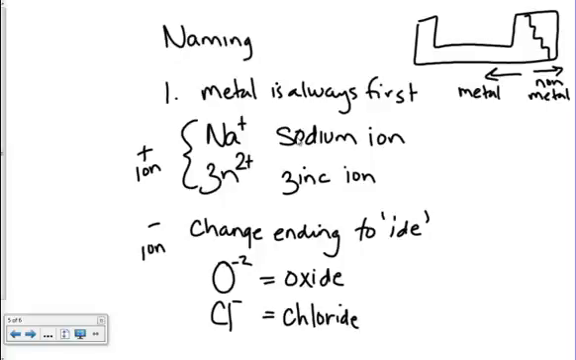So sodium is the sodium ion. Zinc would be our zinc ion. And then our negative ion, the non-metal, is always last, and we're going to change the ending to "ide." So O2, oxygen, is going to become oxide, and chlorine, that chlorine -1, is going to become chloride. So I could have sodium oxide, sodium chloride, zinc oxide, zinc chloride. So the metal goes first, the negative ion goes second, with the ending changed to "ide."